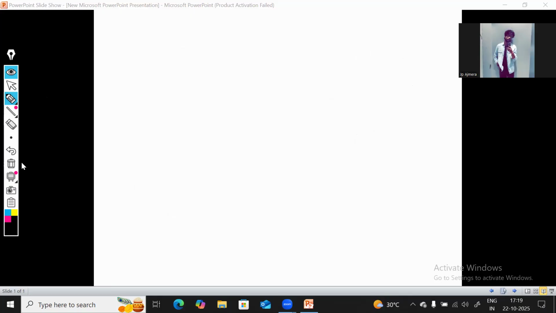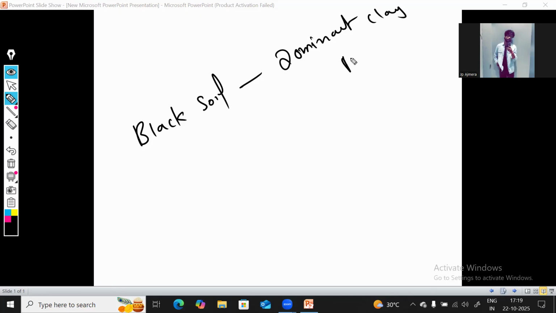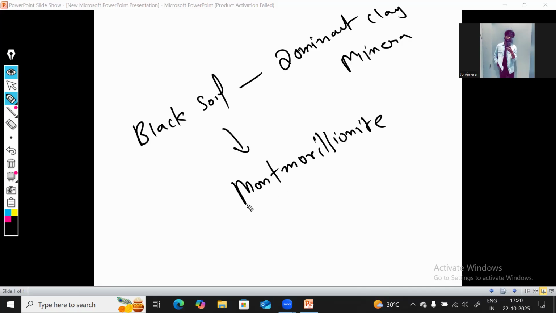In black soil, the dominant clay mineral is that... Which one is that? The clay mineral in black soil. We already know the answer is pretty simple. We already discussed it: it is montmorillonite. Cool.